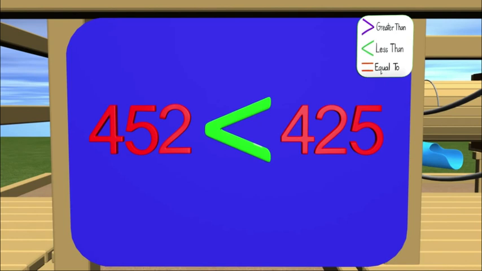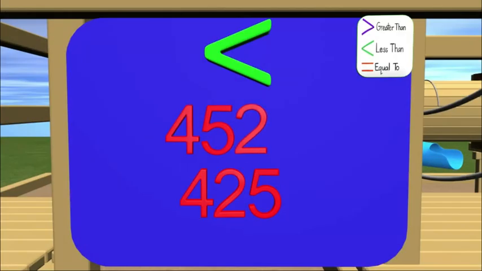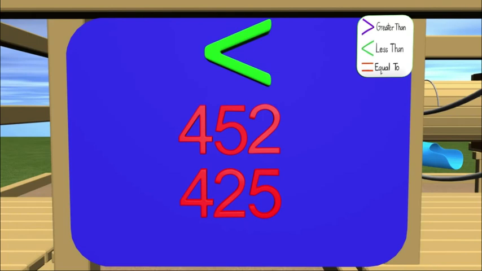Okay, let's compare these numbers and see which symbol to use. Here we have the number 452 and the number 425. To help me compare, I am going to put the numbers on top of each other. I will put the number on the left on top and the number on the right on the bottom. Now that we have them lined up, let's compare them using our knowledge of place value. We start with the biggest value first, which is the hundreds place. In the hundreds place, both numbers have 400, so the hundreds are the same.